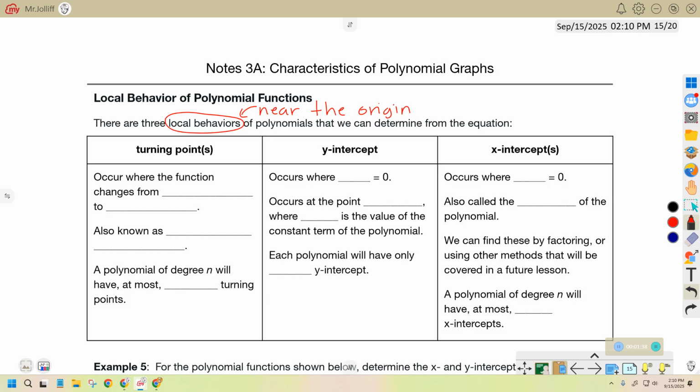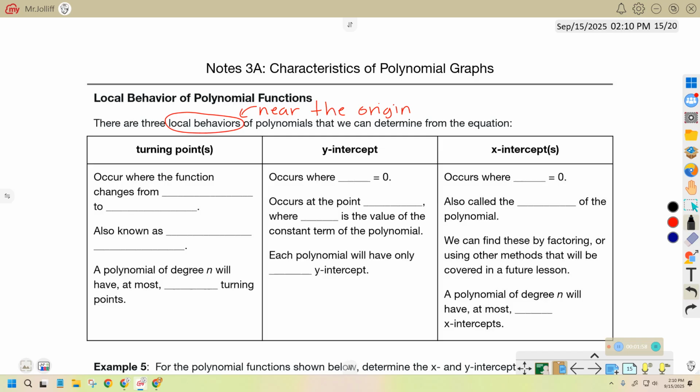And there are three things that we are looking for in terms of the middle behavior or local behavior of a polynomial. We're looking for turning points, which are where the curve changes direction. We're looking for x-intercepts and y-intercepts. So let's go through them and then we're going to practice finding them.